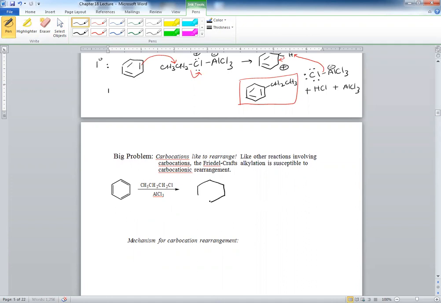So if we take propyl chloride and react it with benzene, and if you're aiming to make propyl benzene, you would probably be disappointed, because this would yield only a 35% yield. It's very depressed, it's very low, versus you would form this product at a 65% yield.